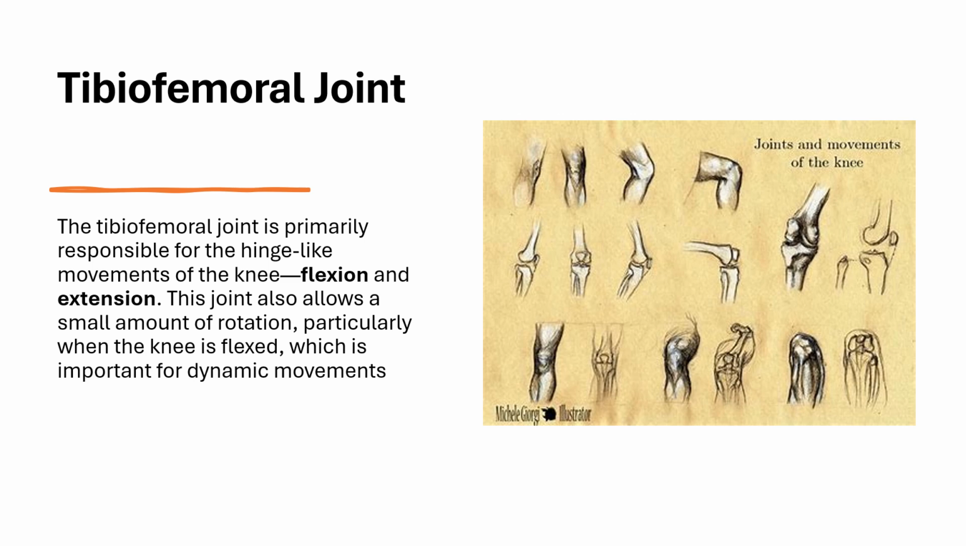Now the tibiofemoral joint is primarily responsible for the hinge-like movements of the knee, so flexion and extension. Again, this joint also allows a small amount of rotation, particularly when the knee is flexed, which is important for dynamic movements, such as pivoting in sport. The tibiofemoral joint has several stabilizing structures, including the medial and lateral menisci, the cruciate ligaments, so the anterior and posterior, and the collateral ligaments, so the medial and lateral.